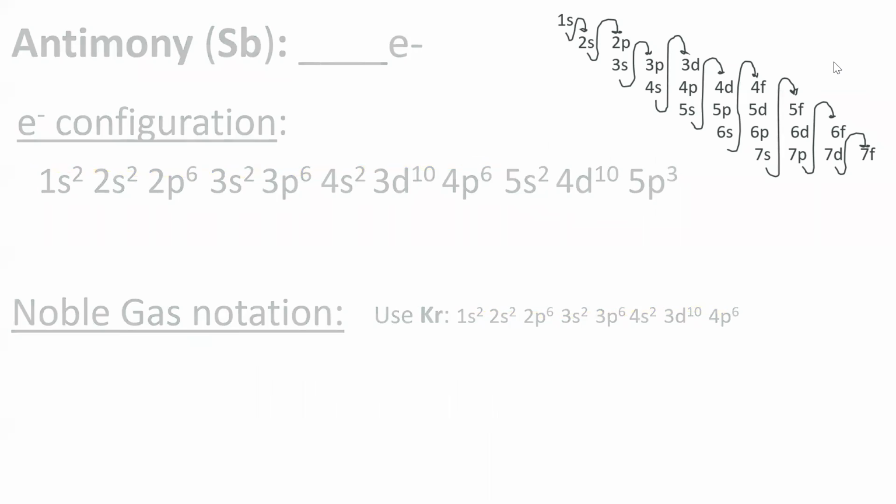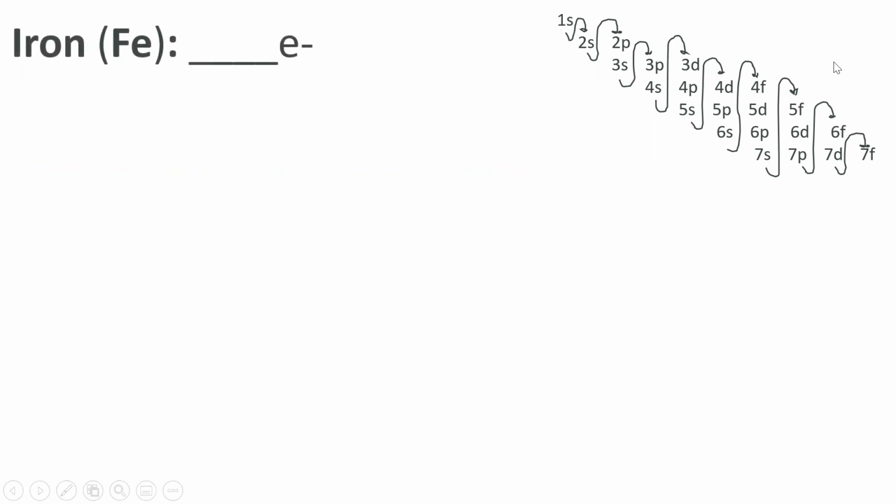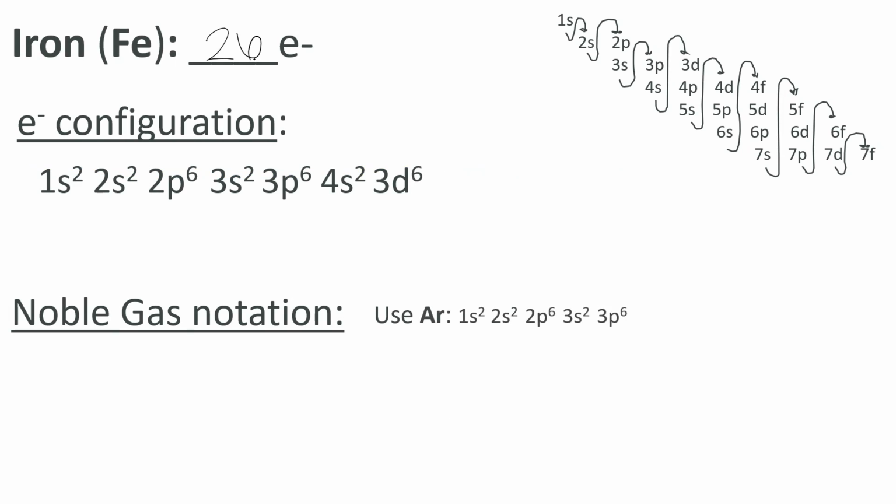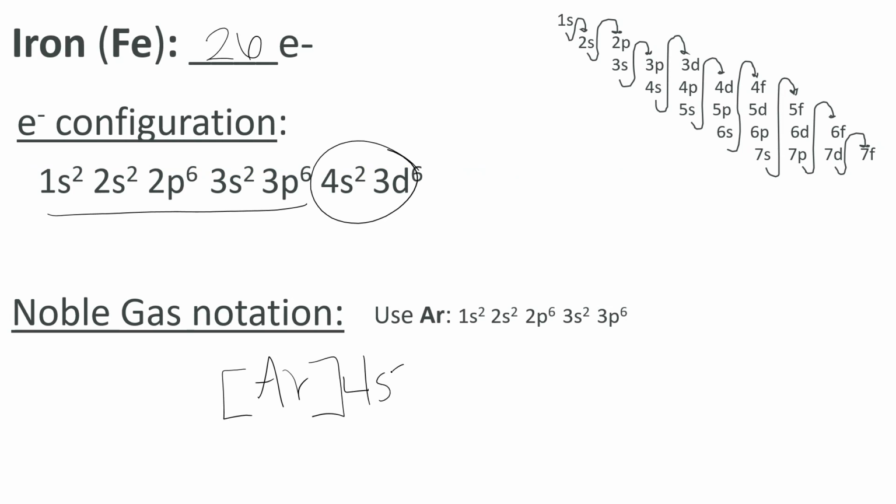All right, let's try 2 more. Iron, Fe. Try it out. We also did this one before. Pause the video. The noble gas that comes before iron is argon. Goes up to 3p6. So in my bracket, I put Ar, argon, and then I fill in the rest. 4s2, 3d6. Argon has 18, 19, 20, 26, which matches iron.